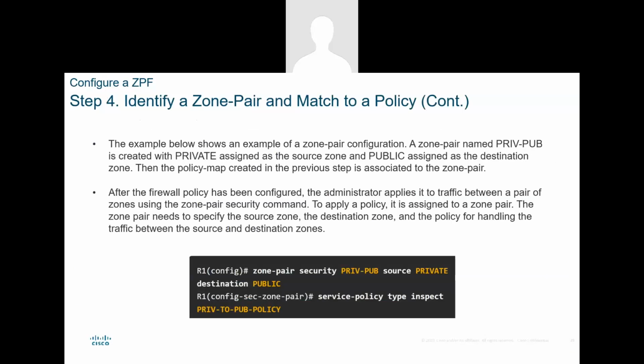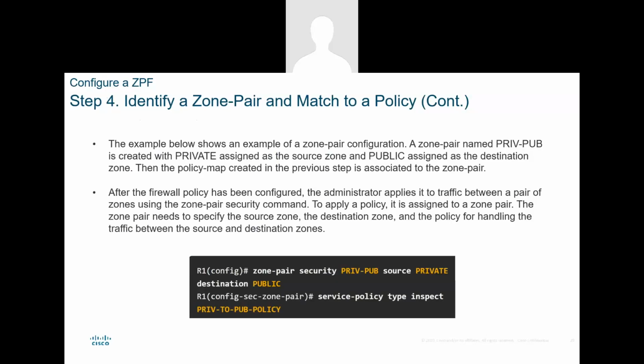So we'll see an example below of defining a zone pair. In this example, you see the private pub is a zone pair name. Private is the source zone. Public is the destination zone. So the private to public policy that we created a few slides back is something that's going to be assigned to this zone pair. Now, it's important because without a zone pair, the firewall policies cannot be enforced between the zones.